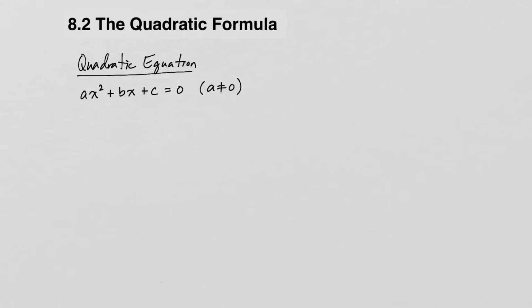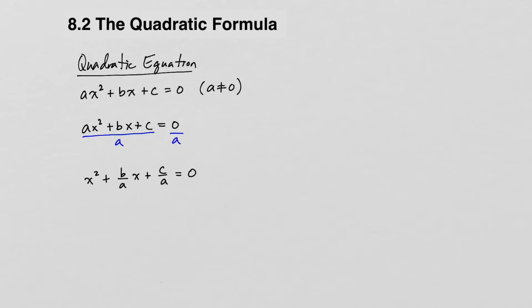So the first step for solving this equation, if we're going to complete the square, is we're going to divide both sides of the equation by a. This is so that we will have a coefficient of 1 in front of x squared. So when we divide by a, we get x squared plus b over a times x plus c over a is equal to 0.